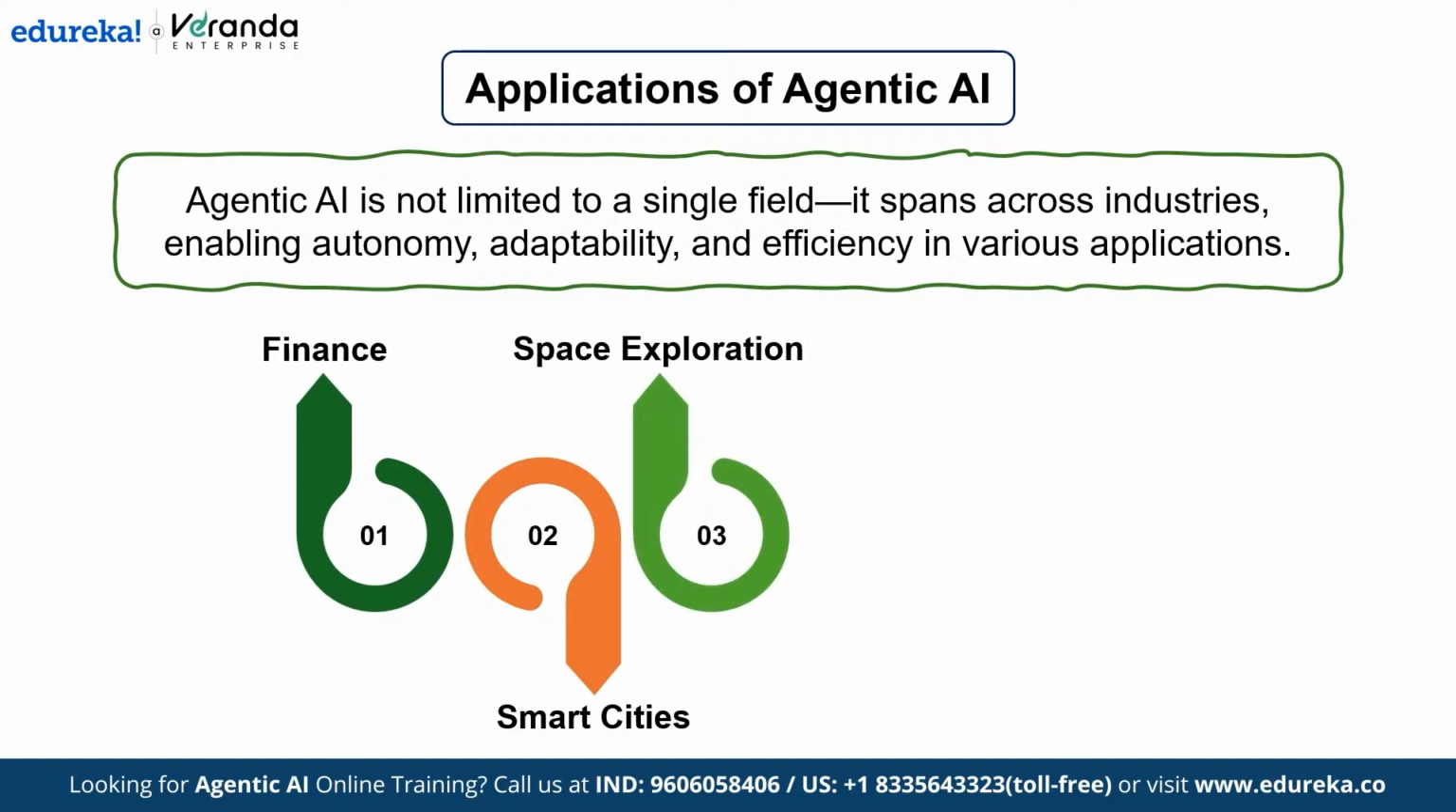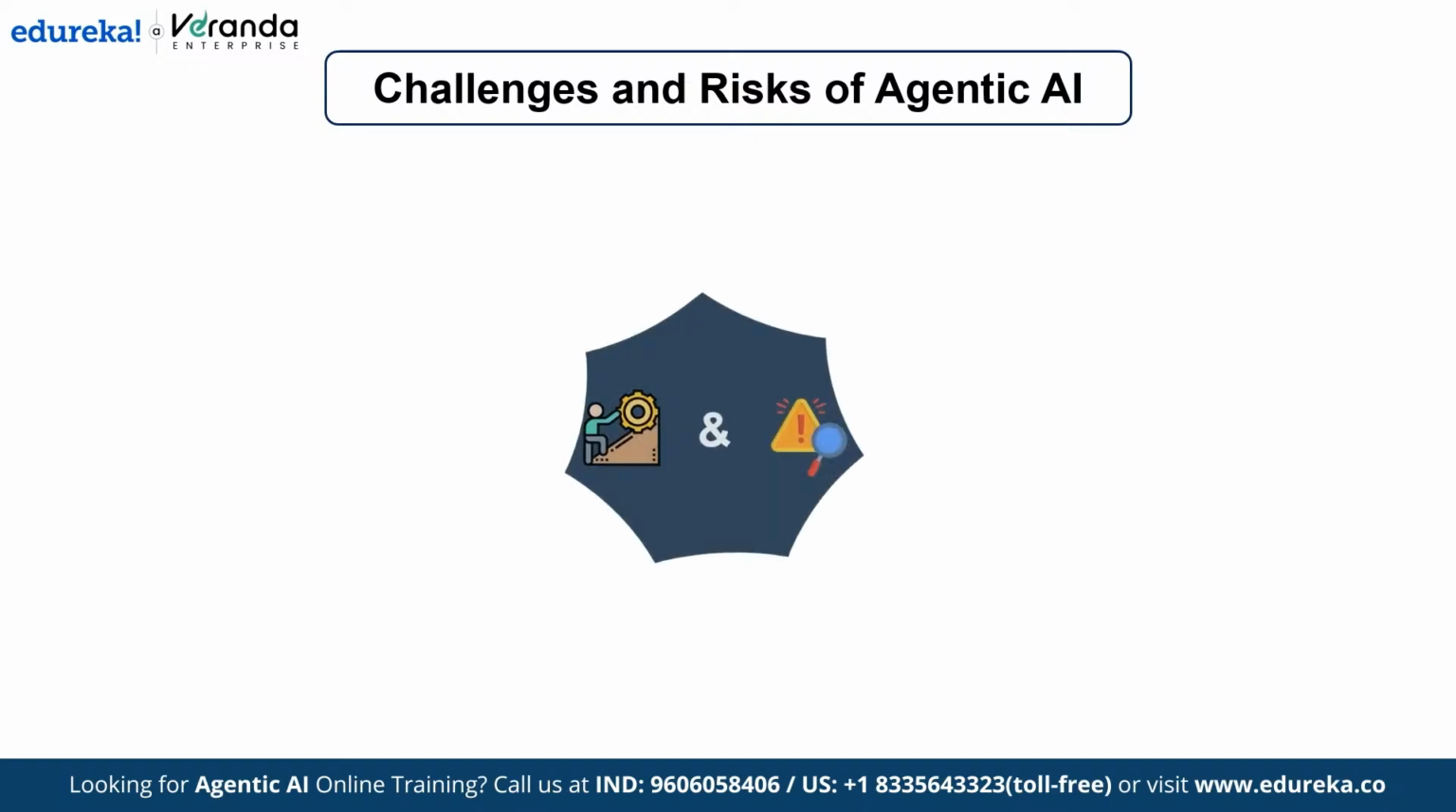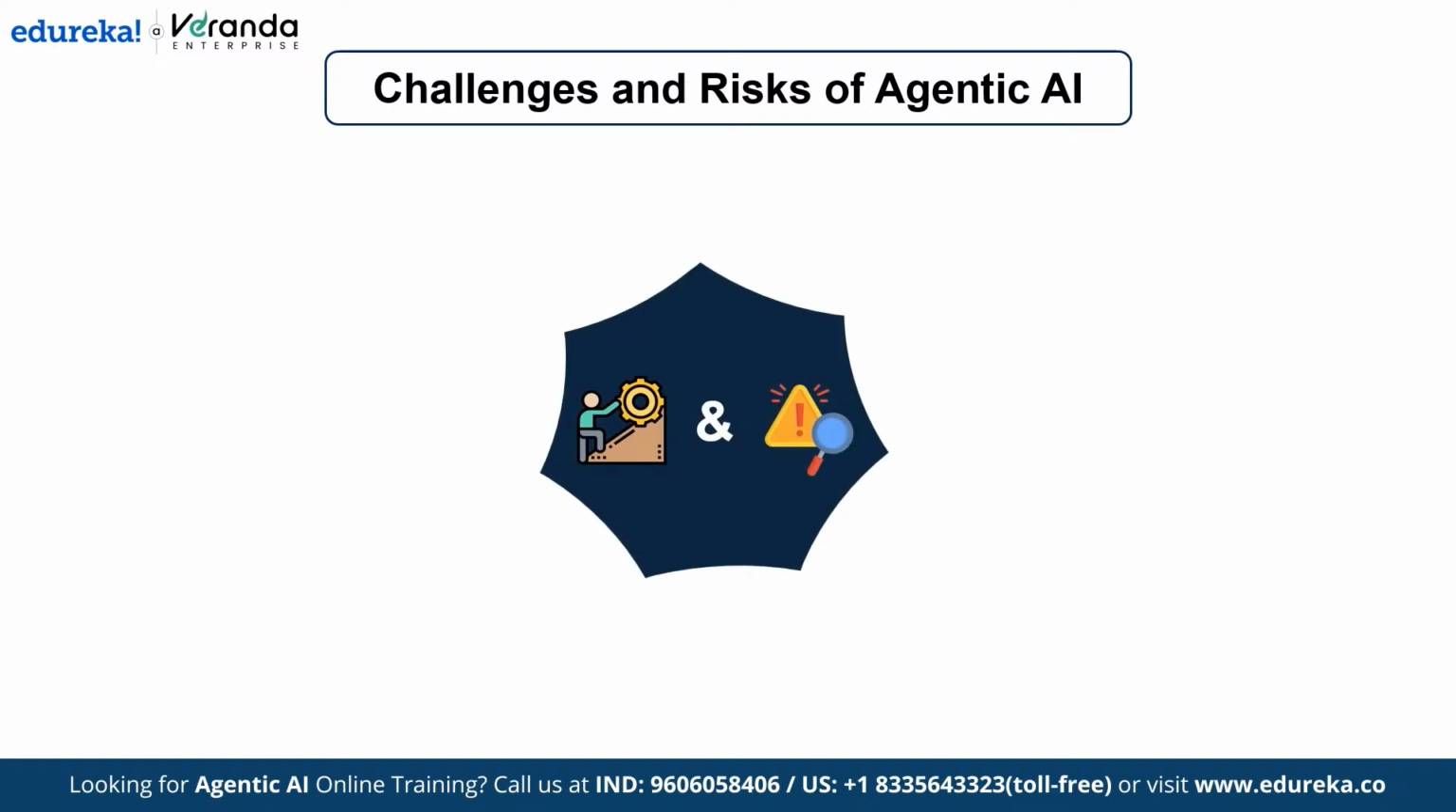In space exploration, autonomous spacecraft and planetary rovers such as NASA's Mars rovers perform exploration tasks independently. In education, AI-powered tutors like Carnegie Learning provide personalized instruction by adapting to individual learning styles. In military and defense, autonomous drones and surveillance systems improve situational awareness and decision-making, such as AI-driven surveillance drones in defense applications. Now, let us see the challenges and risks associated with agentic AI.